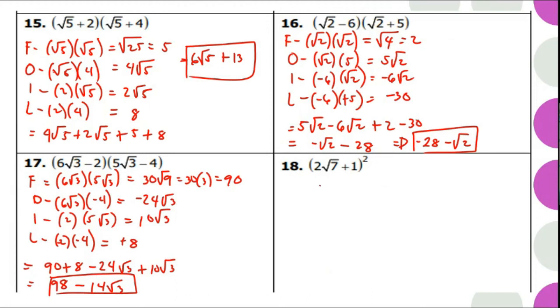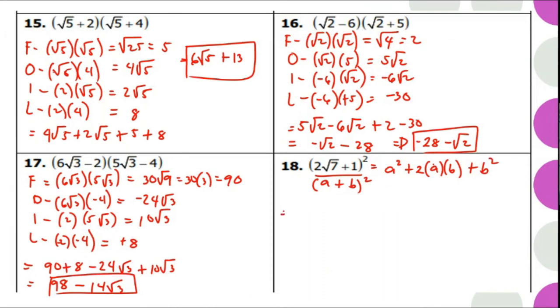With number 18, that is the square of a binomial. That is simply the square of the first term. Let's say this is a plus b, and we are to square it. Based on the special product, it is the square of the first term plus twice the product of the first and the second term plus the square of the last term.